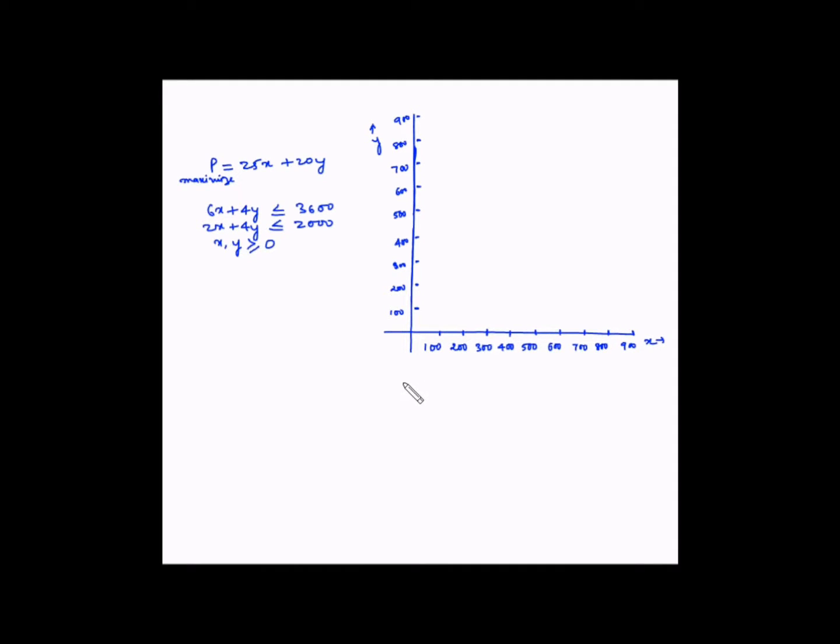Now, in order to solve this problem using the graphical method, let us first assume that the horizontal axis, which is the x-axis, represents the quantity of product P, and the y-axis, which is the vertical axis, represents the quantity of Q. Now, since one of the constraints is that x and y should be greater than or equal to 0, the quadrant that we are using to plot these lines is the quadrant where both x and y are positive.